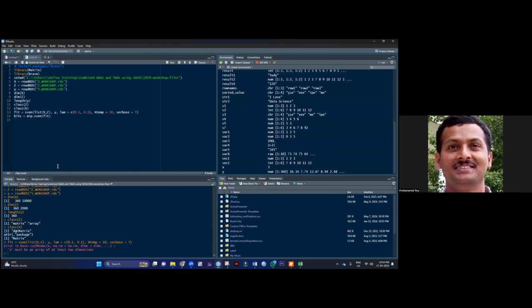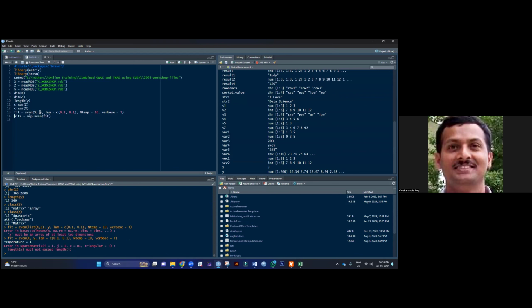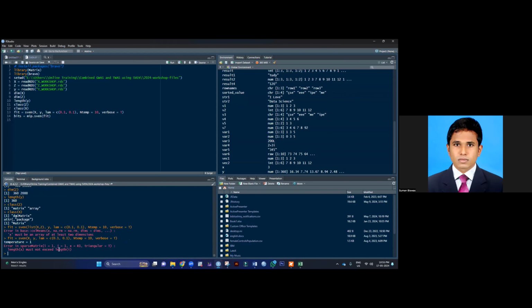Can you just try, instead of putting the SVEN list XG, can you just pass X? Simply X? Yeah, just X, only the X. Yeah, that's it. Can you run that? No, even it's not working. Yeah, even it's shown error.